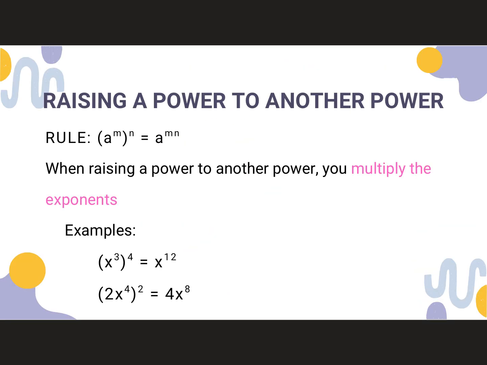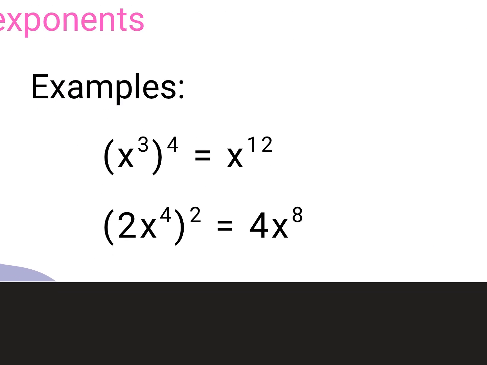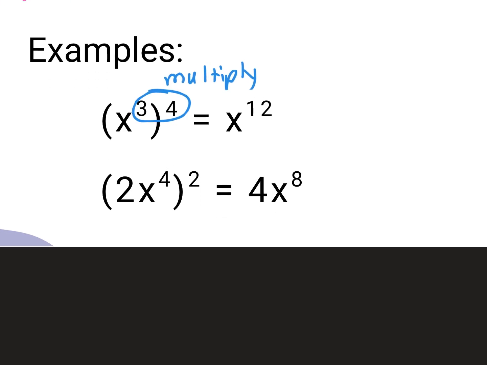Second thing we're going to talk about. I just have 6 more examples, then we're done. When you raise a power to another power, all right? What that looks like: I have x to the 3rd to the 4th power. In this case, guys, we do not add the exponents. We're going to multiply. When you have a power raised to a power, you have to multiply.